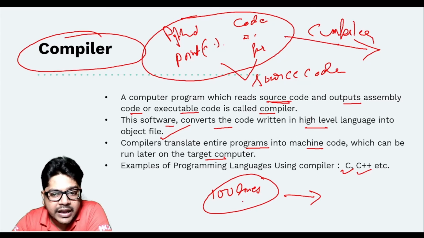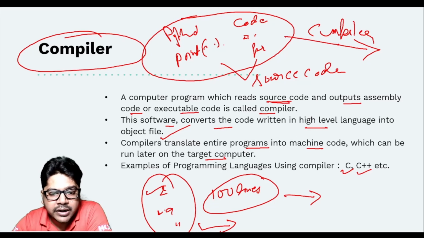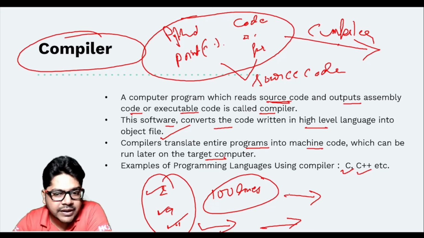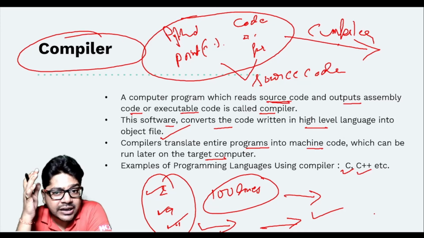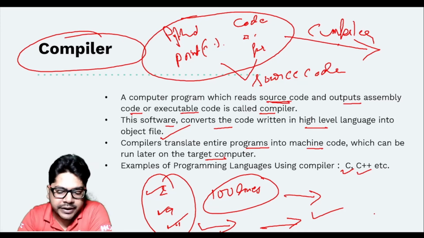So if there are errors at line numbers 2, 9, and 11, it will list all these errors together at once. Then you go and correct each one of them, and run the program once again. If it is error free, then it will run. So the compiler converts everything at once, and it lists down all the errors which are there in your file.